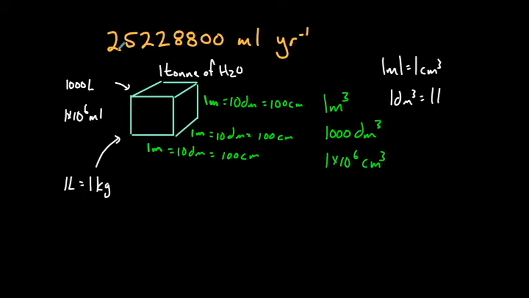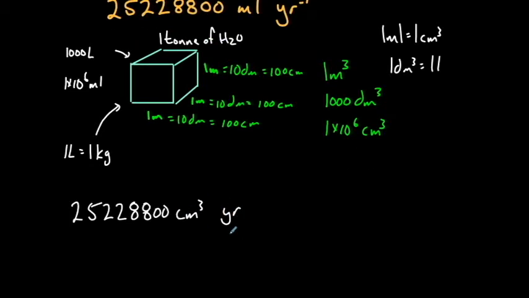So that just means we can take this value in milliliters and it instantly becomes cubic centimeters because they are the same thing. So let's start there. 25,228,800 centimeters cubed every year. And we can go right from cubic centimeters into cubic meters. So 25,228,800 centimeters cubed per year. I don't know why I wrote it again, but I did.